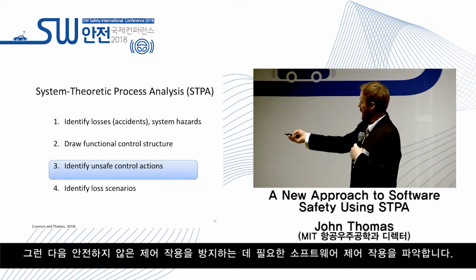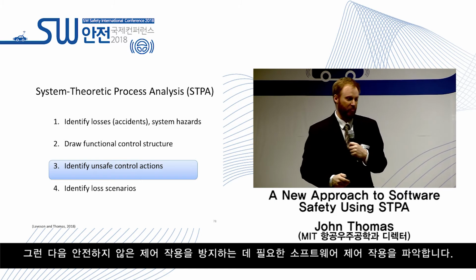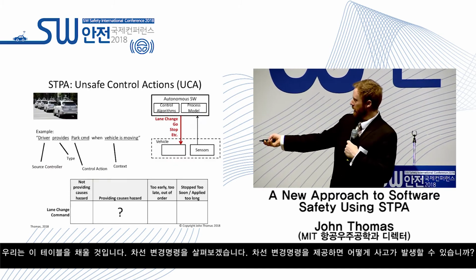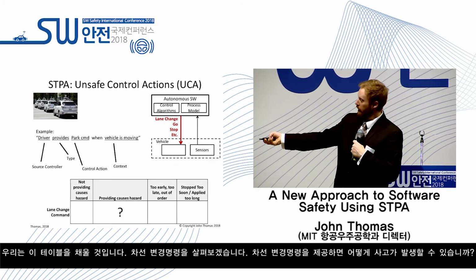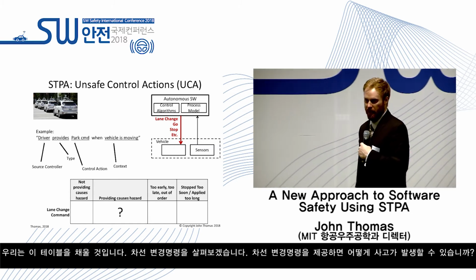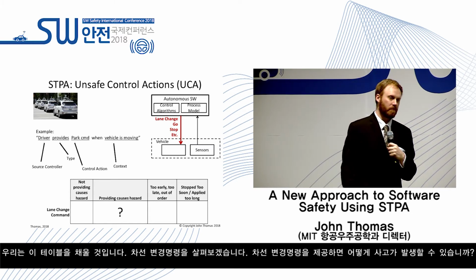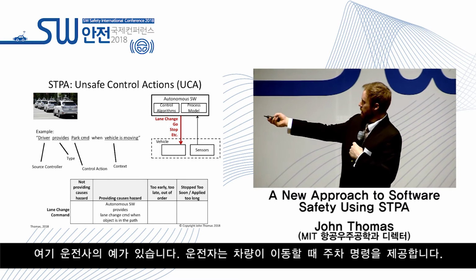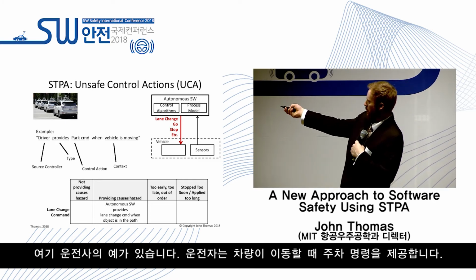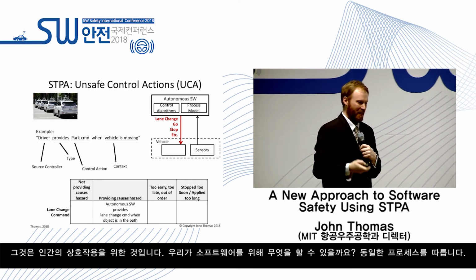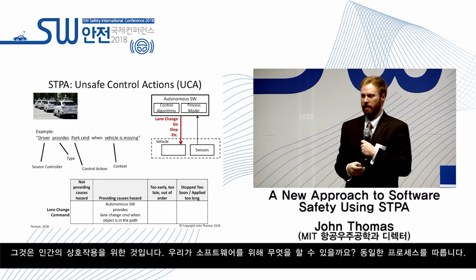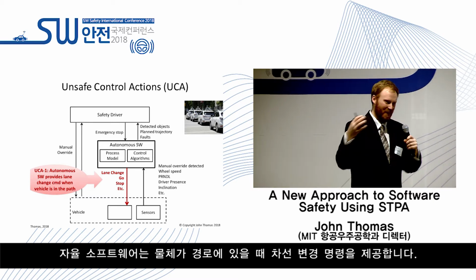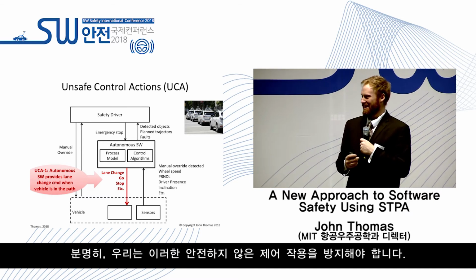Next, let's identify the software control actions that we need to prevent, the unsafe control actions. We would fill out this table. Let's look at the lane change command. How can providing the lane change command cause an accident? Well, here's an example. A driver provides park command when vehicle is moving. That's for human interaction. What can we do for software? Follow the same process, and we'll have autonomous software provides lane change command when object is in the path. Clearly, we need to prevent this unsafe control action.